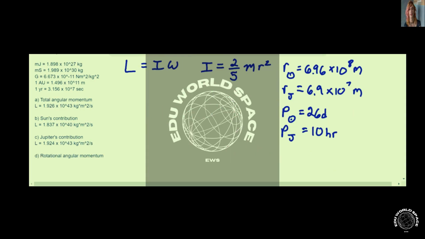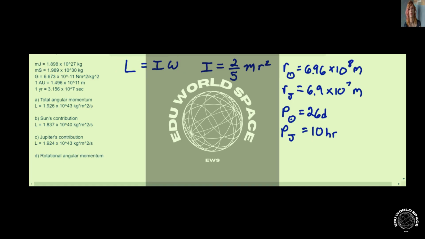Next, for part D, we're going to calculate the rotational angular momentum of each of the two bodies. We are given in the textbook the formulas that rotational angular momentum L is equal to the moment of inertia I multiplied by the angular frequency omega. L equals I omega.